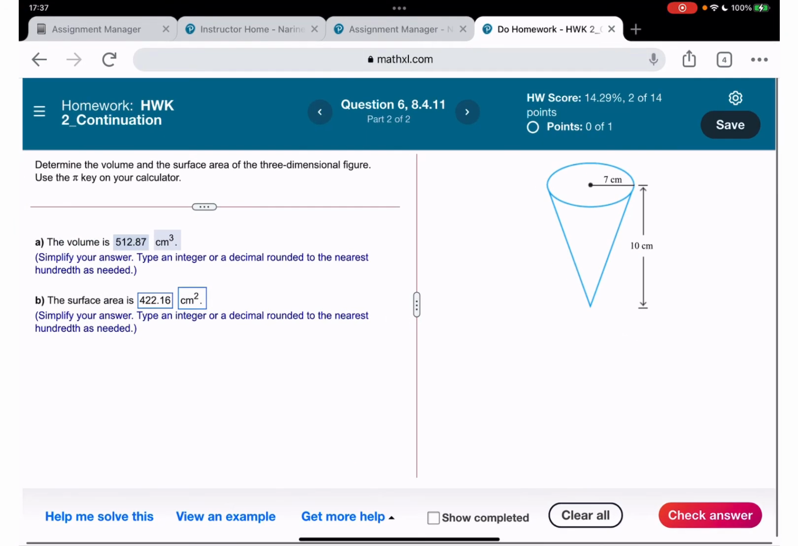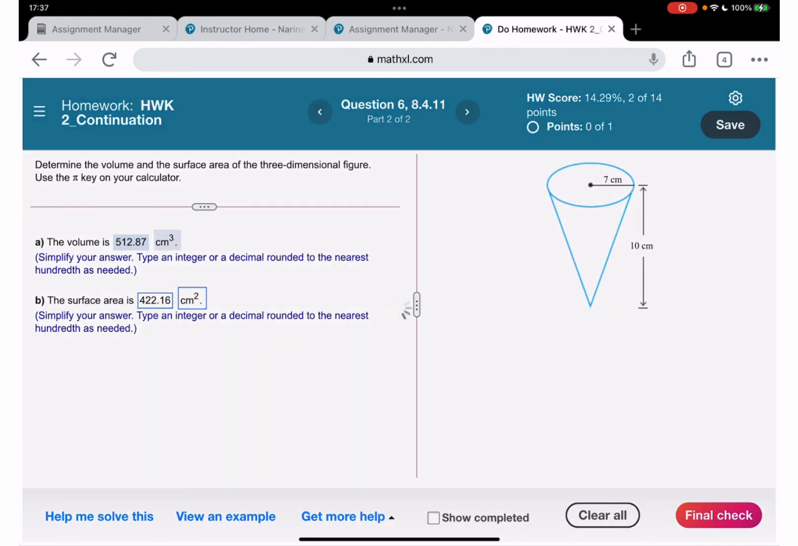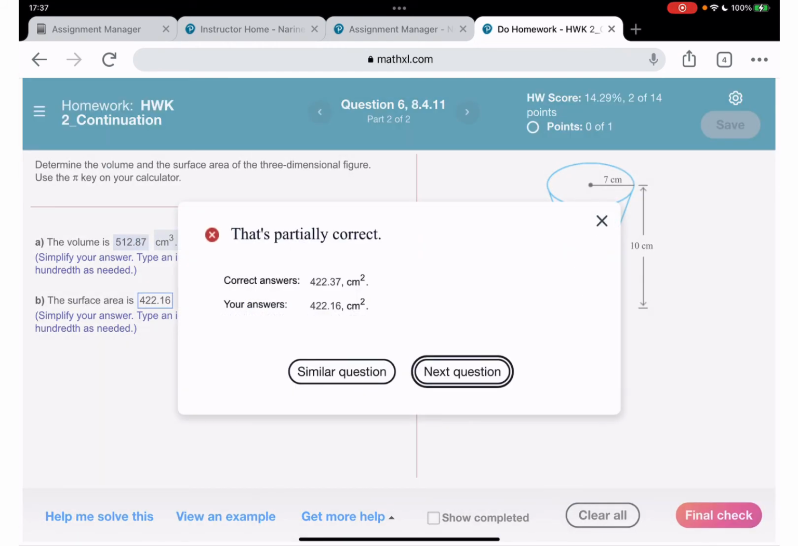I'm going to check it again. Sixteen verse 37. I guess it's a rounding issue. There are in multiplication some rounding issues. Okay. At least you know how to solve it.